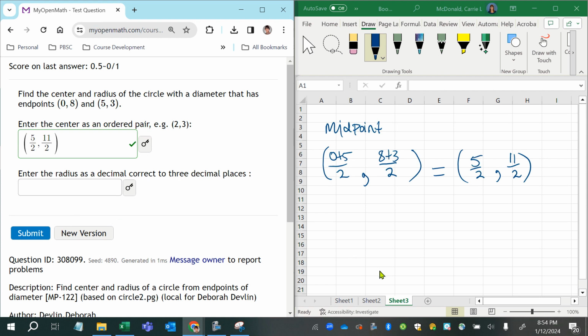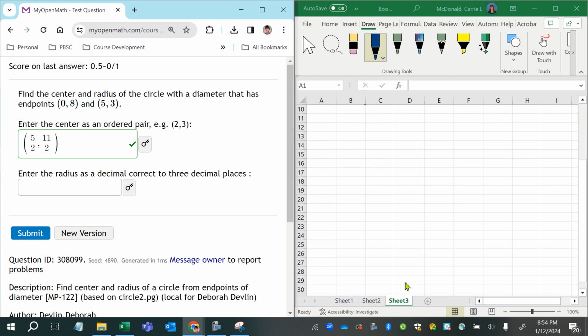Okay, now we move on to finding the radius. The center is kind of crazy. I was thinking about maybe using the center with one of these other points to find the radius, but no, I don't want to deal with those fractions. So I'm going to use the two given points because they're nice clean integers. I'm going to find the distance between them using the distance formula.